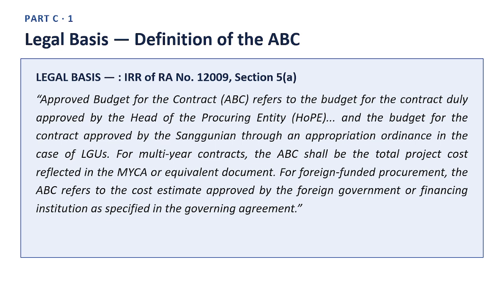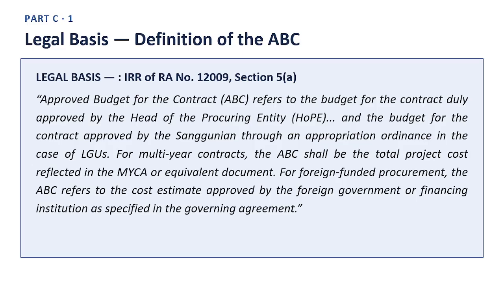Definition of the ABC. Here is the legal basis, quoting directly from the Implementing Rules and Regulations of Republic Act No. 12,009, Section 5, quote: Approved budget for the contract, ABC, refers to the budget for the contract duly approved by the head of the procuring entity, HOPE, and the budget for the contract approved by the Sanggunian through an appropriation ordinance in the case of LGUs. For multi-year contracts, the ABC shall be the total project cost reflected in the MYCA or equivalent document. For foreign-funded procurement, the ABC refers to the cost estimate approved by the foreign government or financing institution as specified in the governing agreement. End quote.